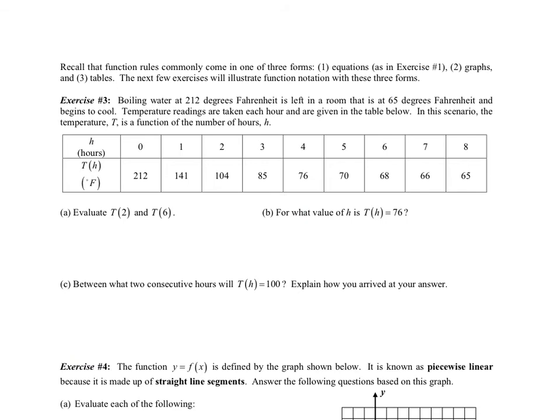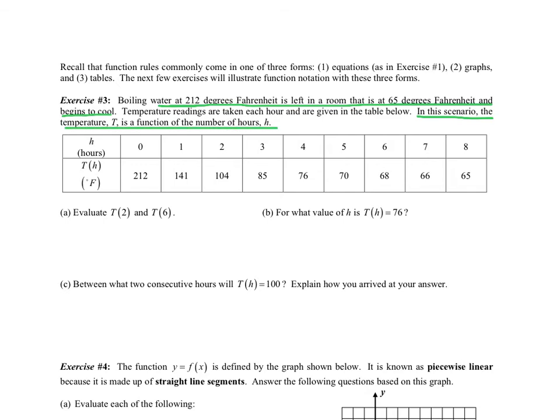So we're talking functions again, and our function could be a table that we're looking at. Recall that all function rules come in either equations or graphs or tables. Here's a function with a table, right? It says boiling water at 212 degrees Fahrenheit is left in a room that is 65 degrees Fahrenheit and begins to cool. Temperature readings are taken each hour and given in the table below. In this scenario, the temperature is a function of the number of hours.